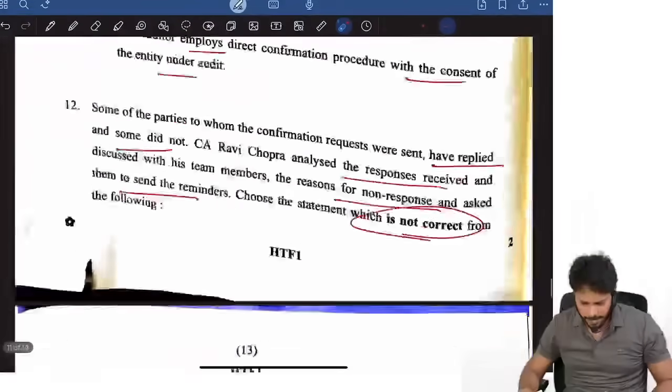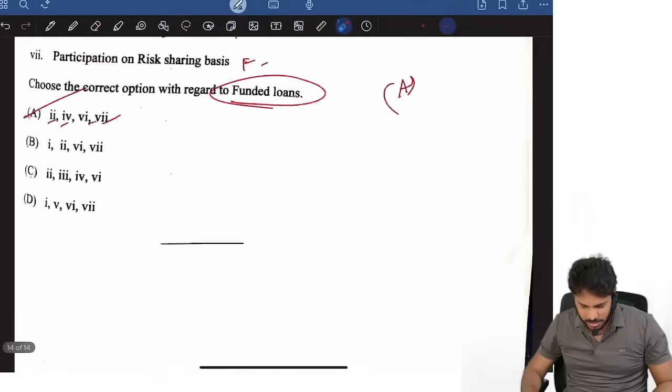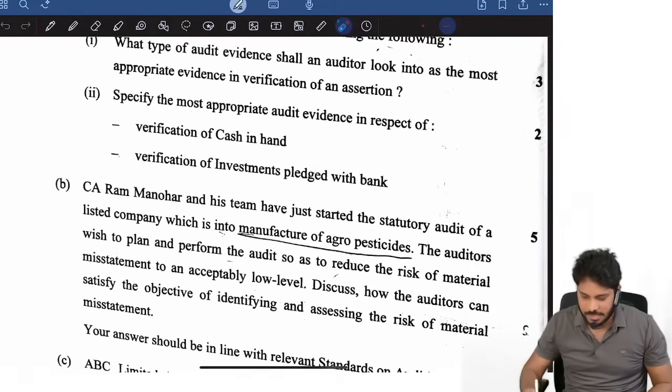Next, the 15th question, the last question. I hope the 9th question I clearly told. Yes, sir. 15th question. Over. That's it. The entire MCQs are over.